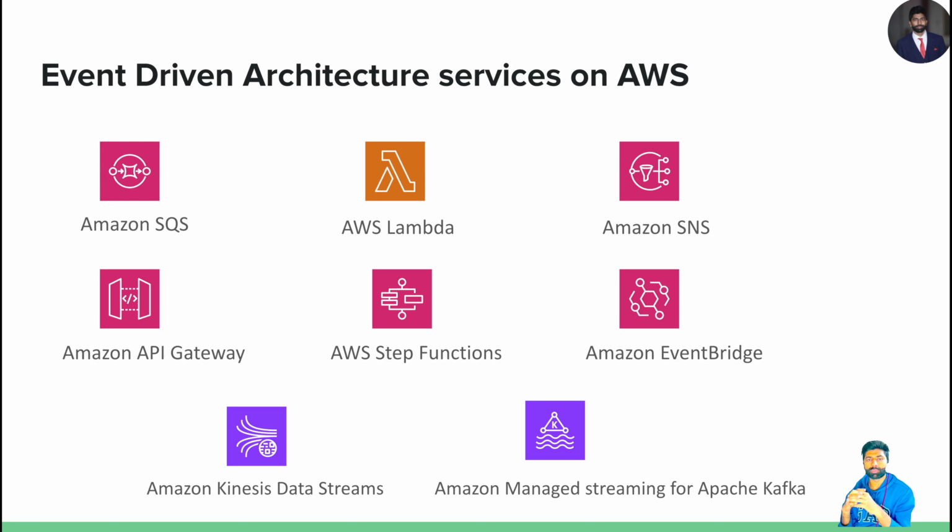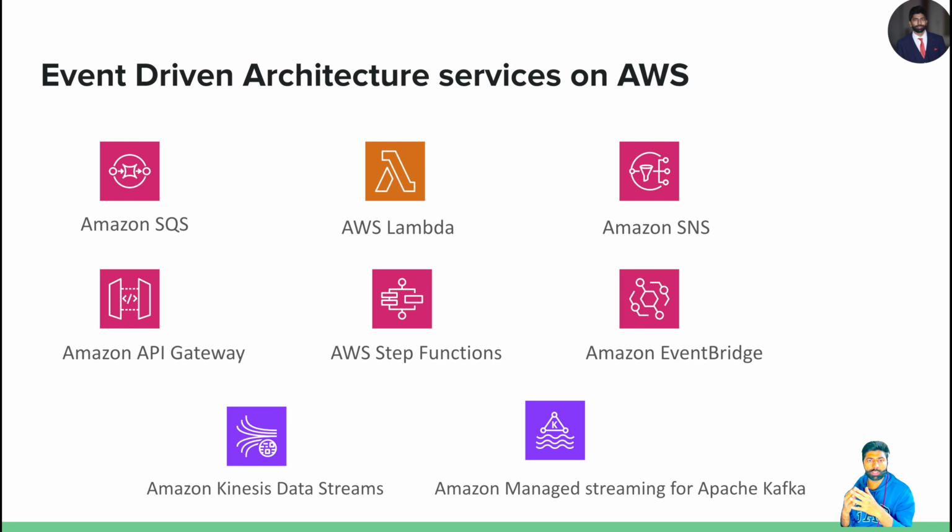message delivery. AWS Lambda is a serverless computing service that allows you to run code without provisioning or managing servers. Lambda functions can be triggered by events from various sources such as SNS, SQS, API Gateway, and more. Lambda functions can process events, perform the business logic, and also interact with other AWS services, which makes them a key component in an event-driven architecture.